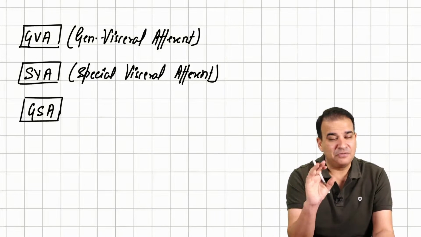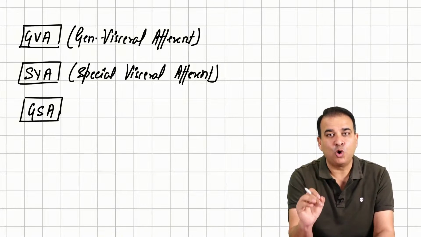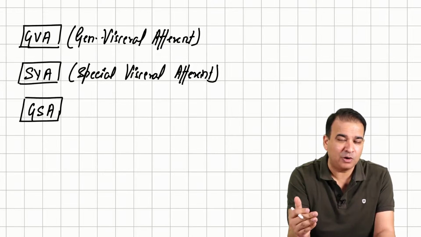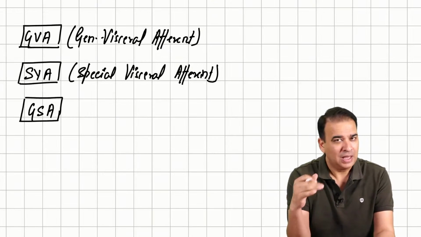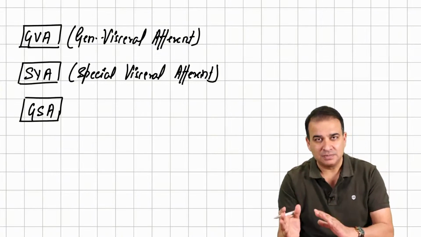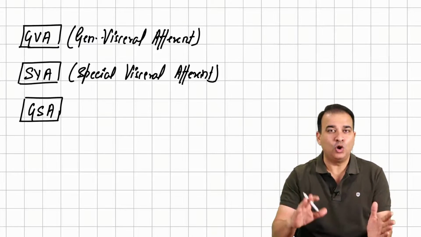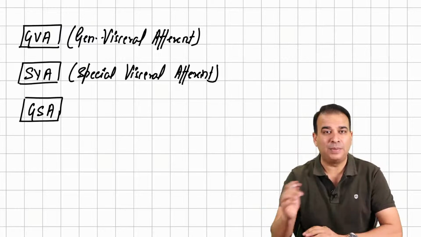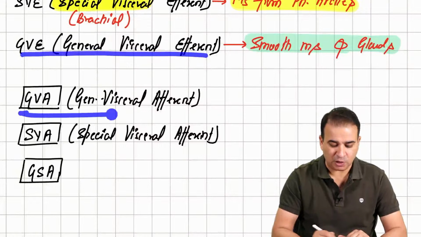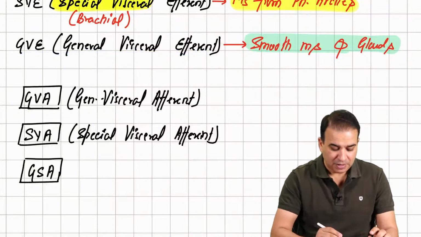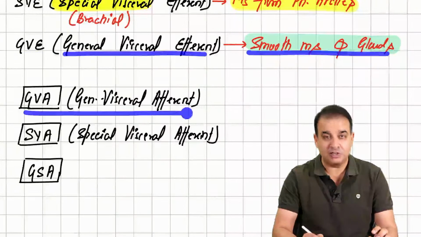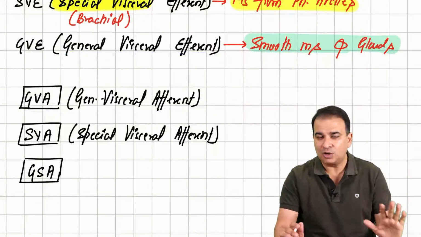First and foremost, and very important to understand, please do not compare the efferent columns to the afferent columns. If you try to understand the meaning of an afferent column based on the efferent column, that's a big mistake, and you will never get the right answer. Just because I know GVE doesn't mean you know GVA also. They are two different stories altogether. Why? GVE supplies smooth muscles and glands. Does it mean GVA carries sensation from smooth muscle and gland? No, that's not how we look at it here.